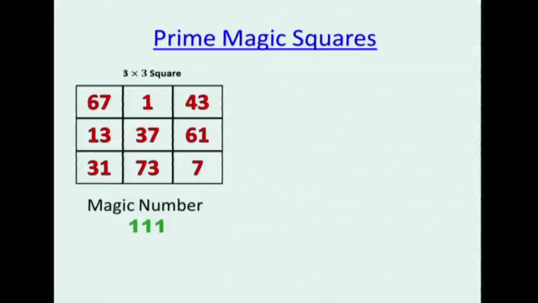Okay, so now prime magic squares. This is not a normal magic square because we're not using 1 through 9. But this is all prime numbers from 1 through 67, and 73, sorry. So 73. And its magic number is 111. Who can tell me what the problem with this is? I see a problem. Does anyone else see the same problem? Yes, what is it? 1 is not a prime number.